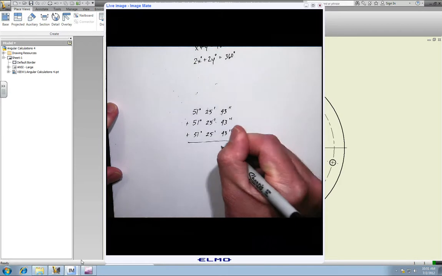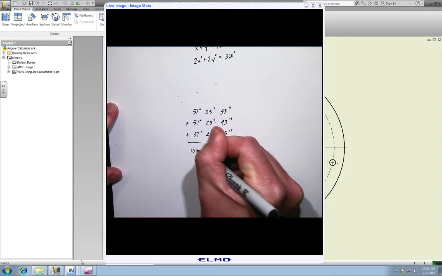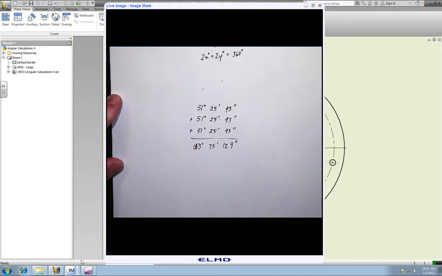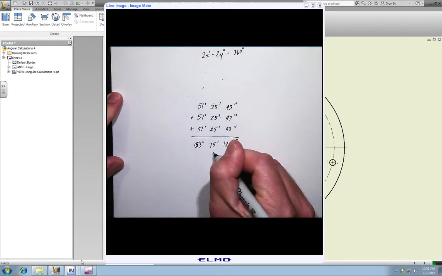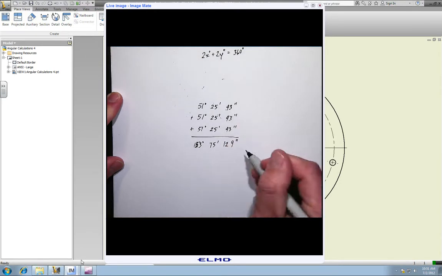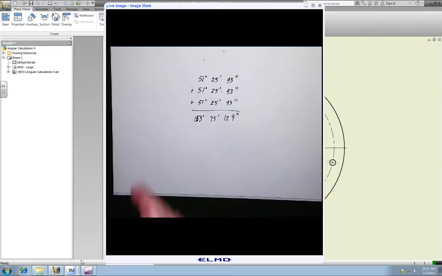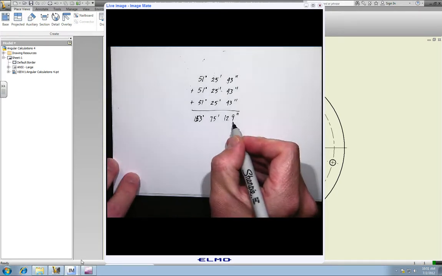Okay, so that'd be 129 seconds, 75 minutes, and 153 degrees. Okay, what's wrong with that? Well, the maximum number of minutes that you can have is 60. Okay, and this is 75, so that's too much. The maximum number of seconds you can have is 60. Well, this is over twice as much. Okay, so what you can do is do a little conversion. This doesn't change anything, but it's necessary to convert this to something that makes sense.